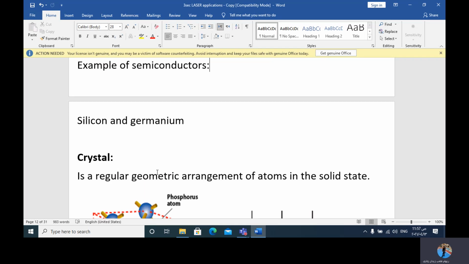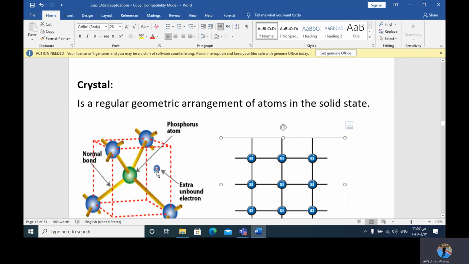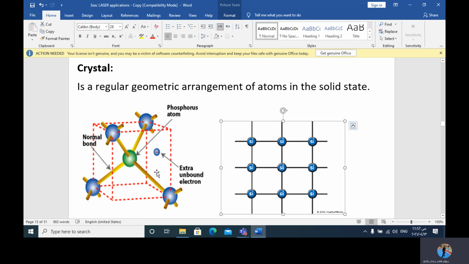So what is a crystal in general? A crystal is a regular geometric arrangement of atoms in the solid state. So the crystal is how atoms are arranged. And what's amazing about crystals is that if you look at a crystal under a microscope, it is as if it is designed by an engineer. It is beautifully made by repeating units, arranged in a geometric way. The geometry is perfect.